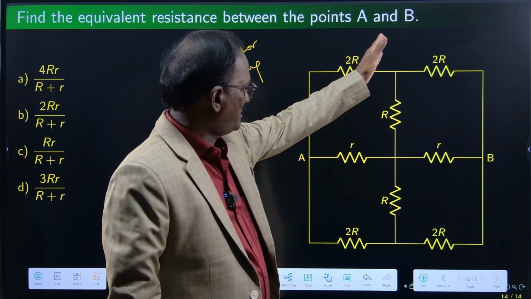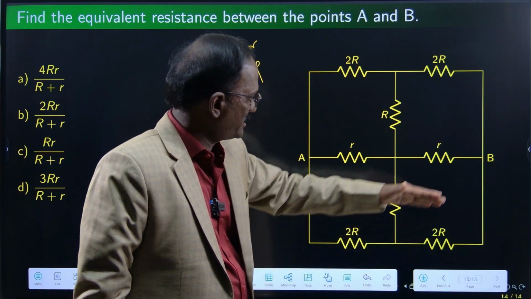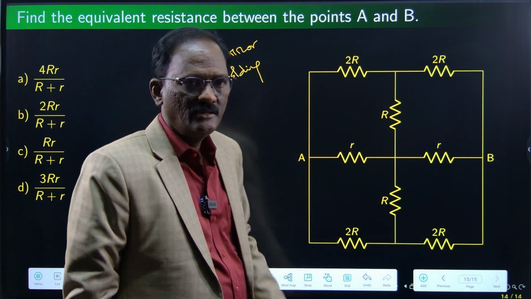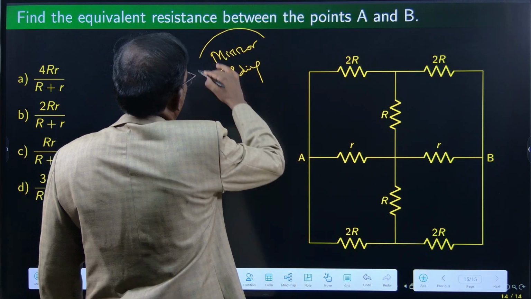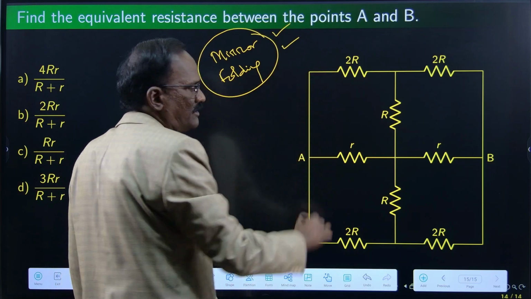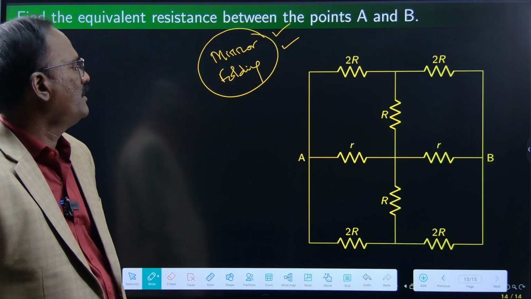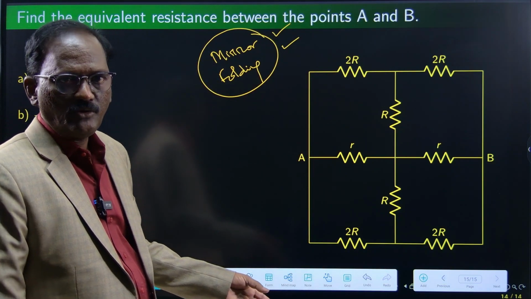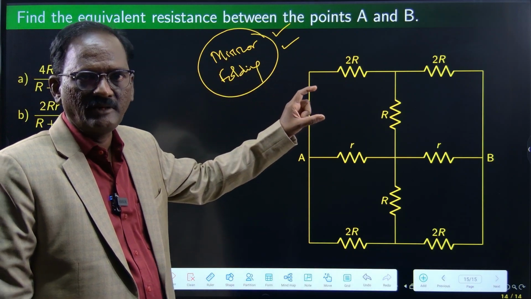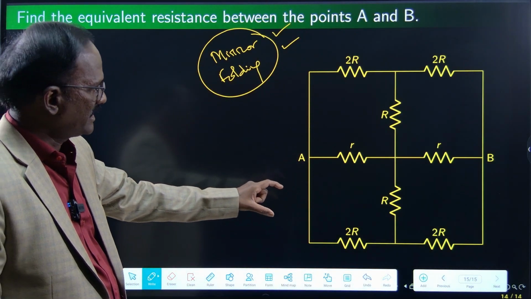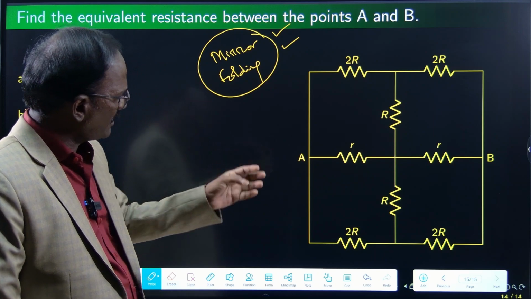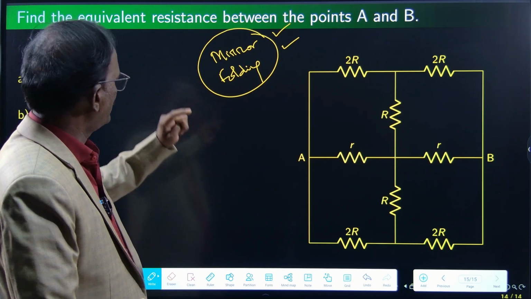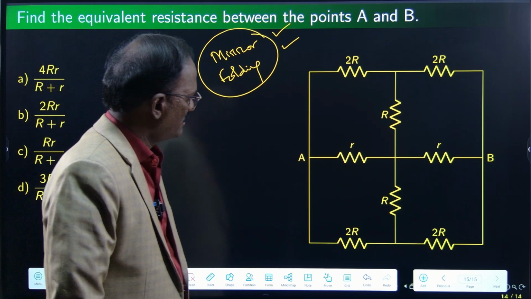If you place a mirror here, it is mirror symmetry. If you place a folding axis here, it will be a folding symmetry. These two methods are also possible. Already I told you, you can watch my video under the heading methods of symmetry. The video link is given in the description box. But here we are going to solve the same problem using the Wheatstone bridge arrangement, right?